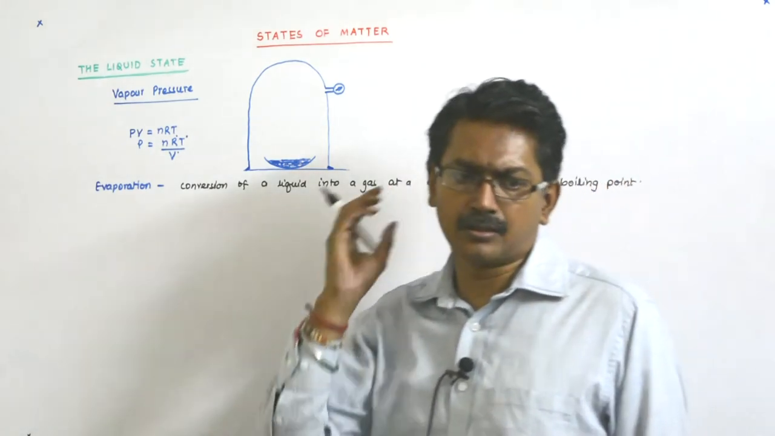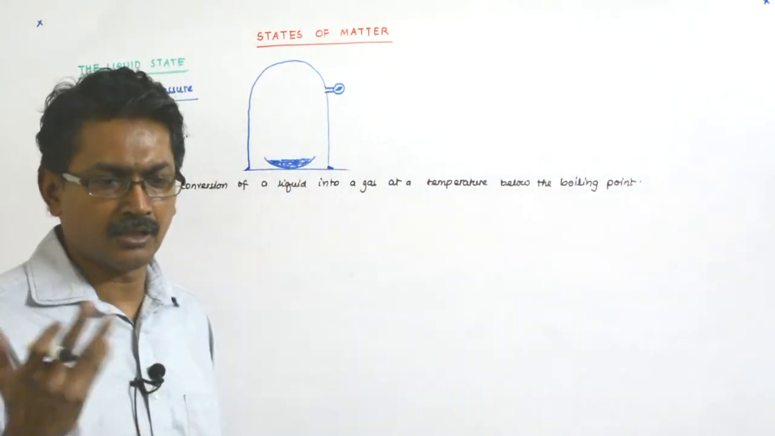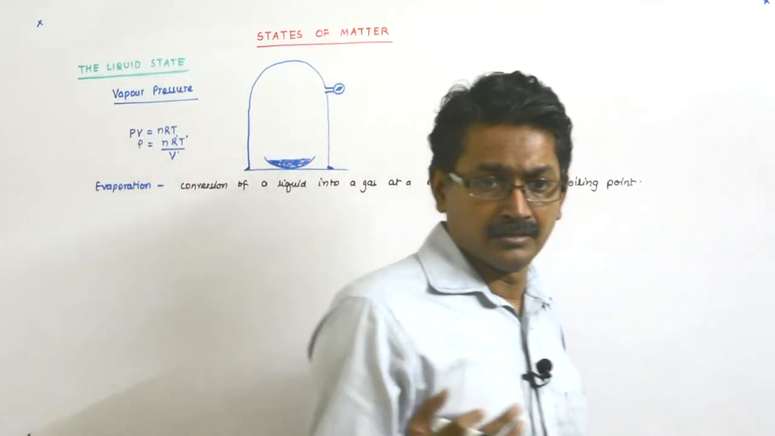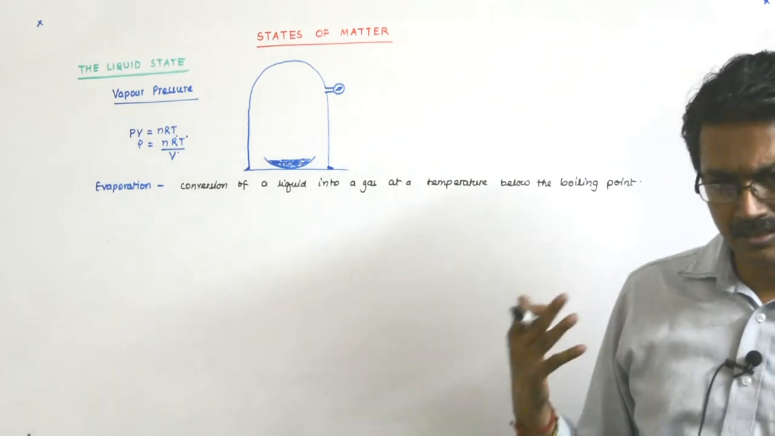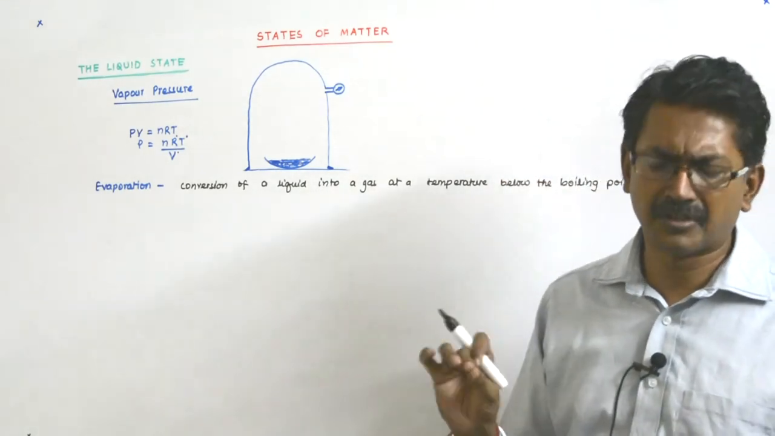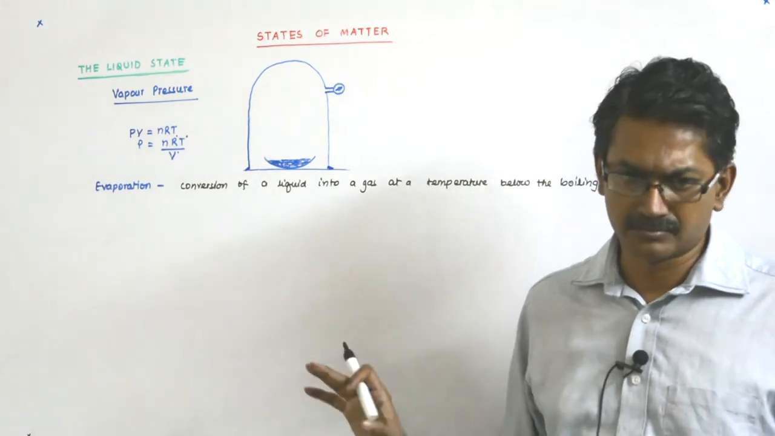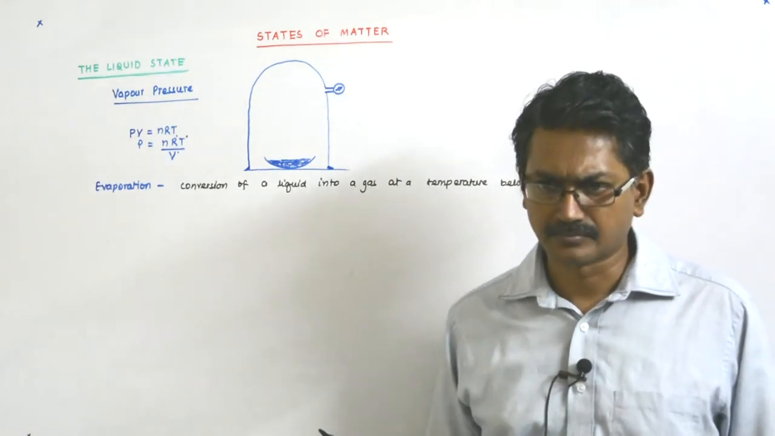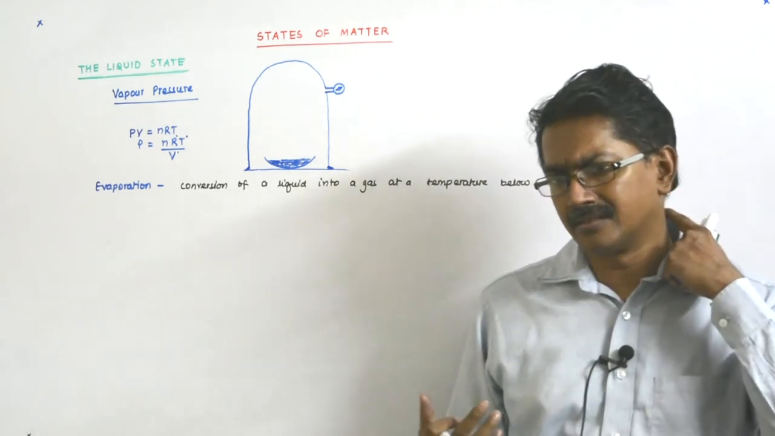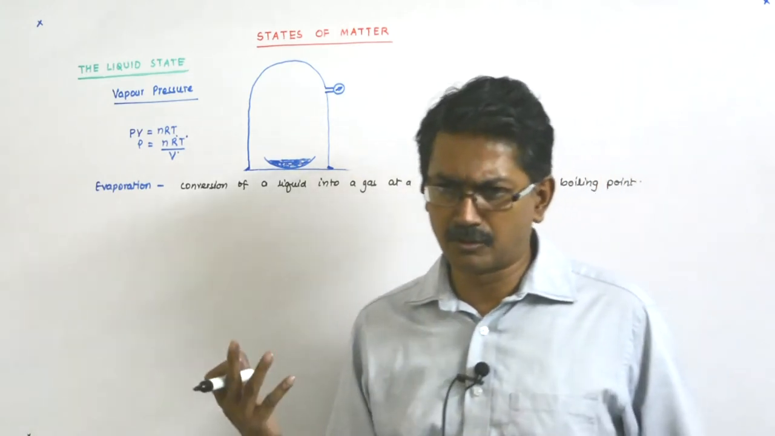We have seen the wet clothes getting dry. They're not at the boiling temperature, right? They're not at 100 degrees centigrade. Nowhere on the earth in the atmosphere, on the surface of the earth, will you reach a temperature of 100 degrees centigrade. Nowhere. Not even deserts. 60, 65 degrees is the maximum it will go.